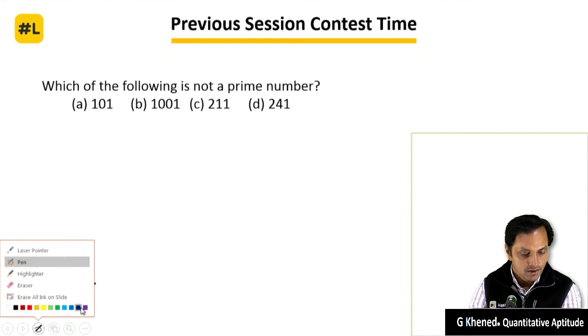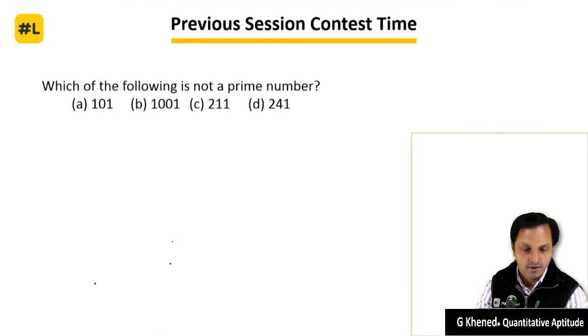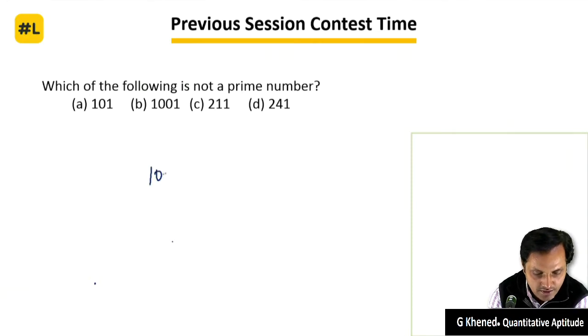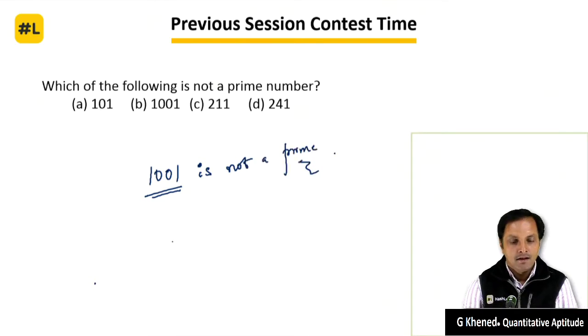Starting from 2, 3, 5, keep on doing that. Your 1001 is not a prime number. 1001 is not a prime number, whereas 101, 211, 241 they are prime numbers, and 1001 is not a prime number.